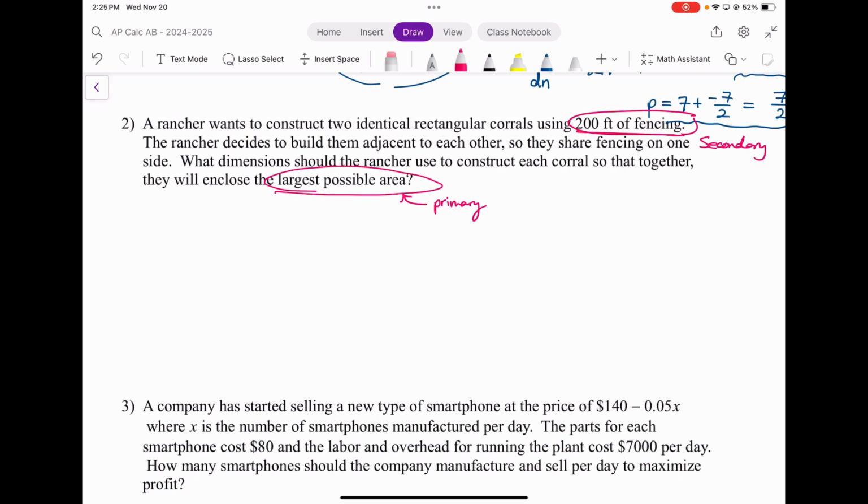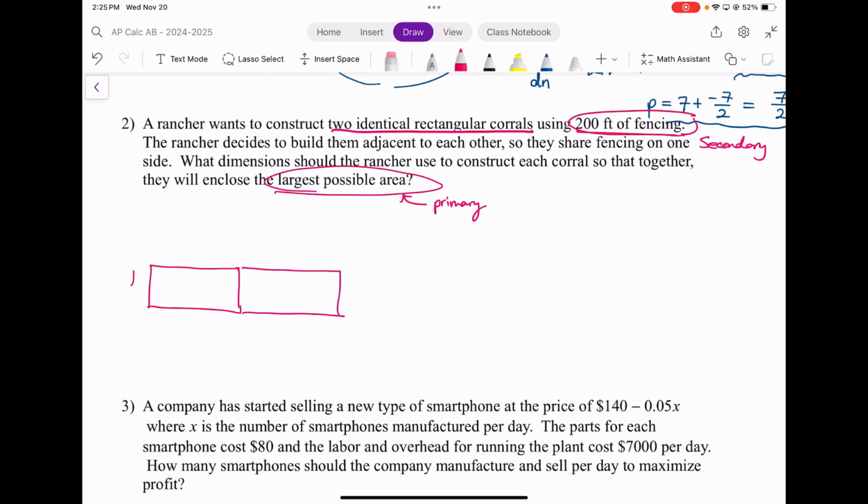So now let's get these in equation form, right? And to do that, we might first want to draw a picture. So we're going to have 2 identical rectangular corrals that are side by side, and they share the same fence. So let's sort of draw this here. So here's a rectangular corral, and then I have an identical one right next to it, and they both share that one line of fencing.